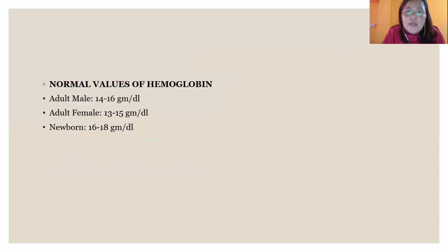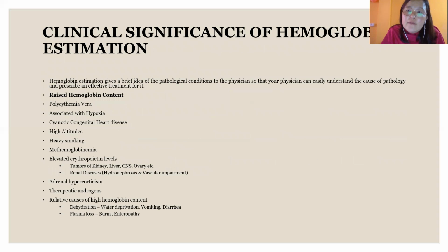So what is the normal value of hemoglobin? In males it is 14 to 16 gram per dl, in females 13 to 15 gram per dl, and in newborns 16 to 18 gram per dl. Normal values are important for the exam. Why do we have to do hemoglobin estimation? What is the clinical significance? It can be either raised or below the normal reference range, so we have to know which conditions are associated.